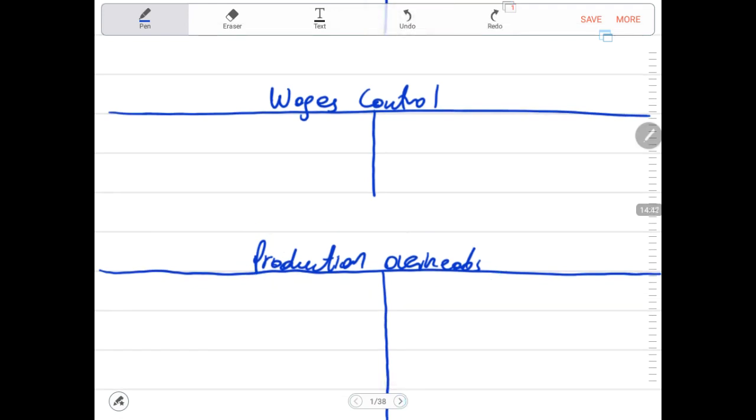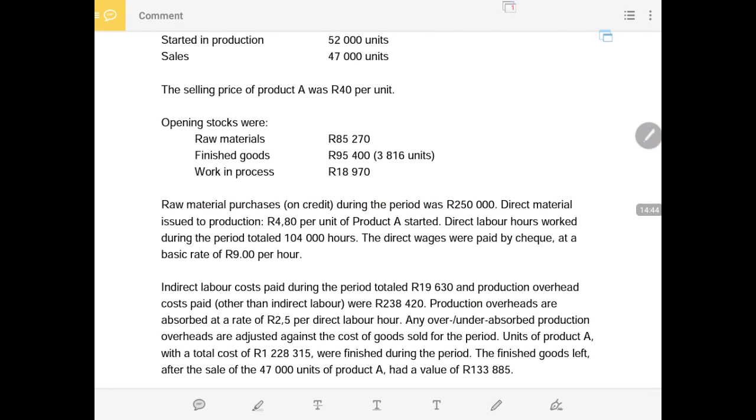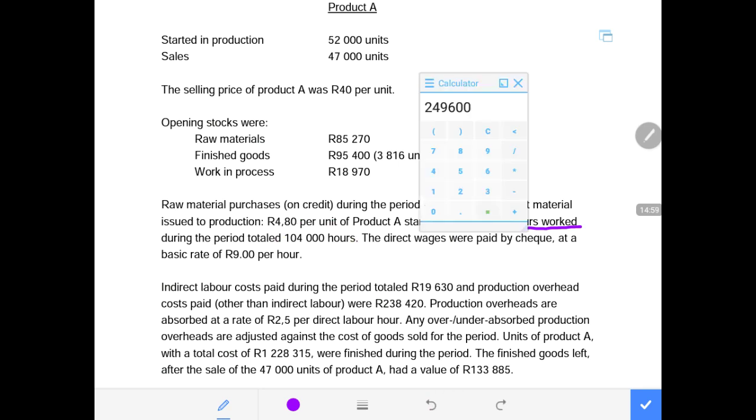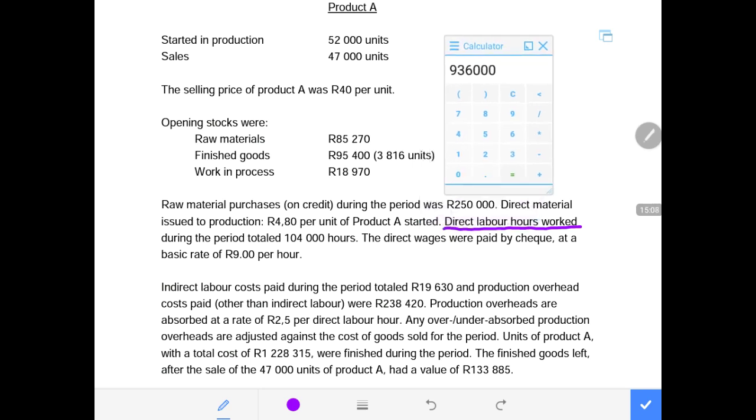Then now let us go to our next transaction. The next transaction says direct labor hours worked during the period is 108,000 and the wages that were paid by check amounted to 9 rand per hour, meaning 104,000 that we multiply by 9 rand per hour. This will give us 936,000.